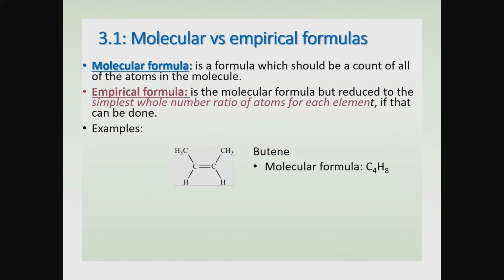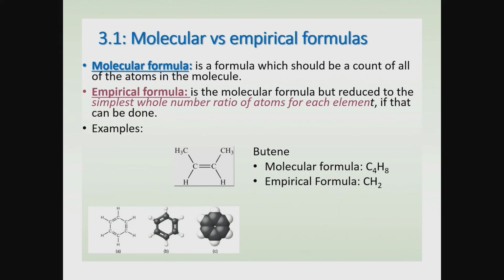Now, the empirical formula is the molecular formula where those subscripts are reduced to the smallest whole numbers possible. If you look at 4 and 8, they can be divided evenly by 4. 4 goes into 4 one time, and 4 goes into 8 two times. And so the empirical formula is just CH2.